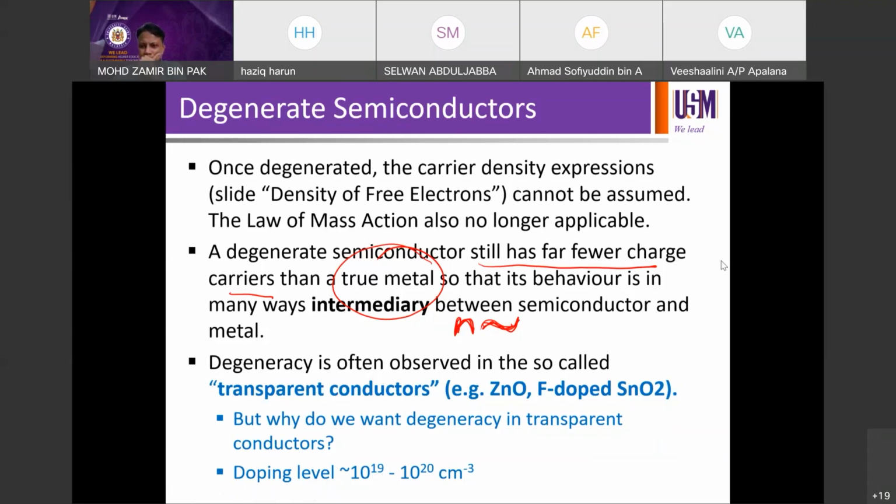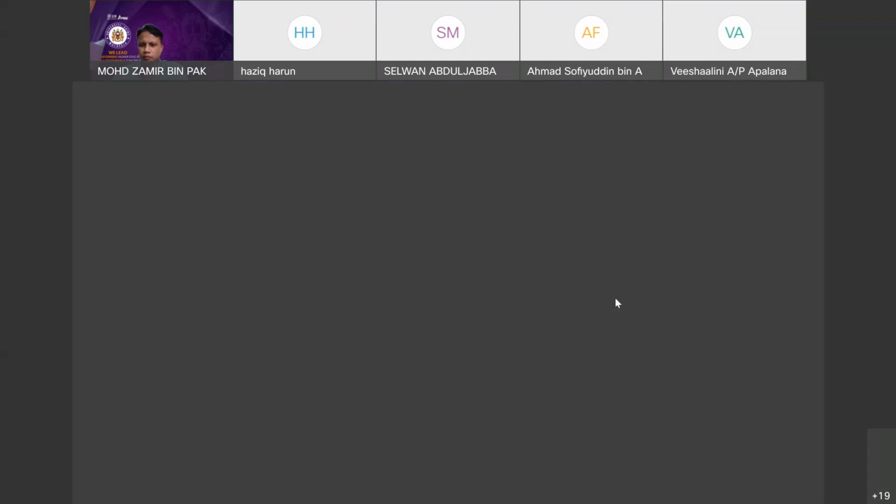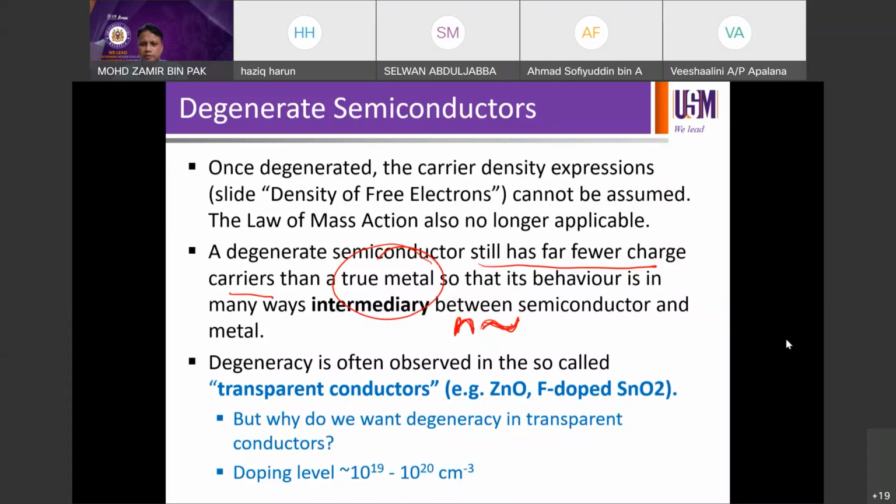Anyone? Fatin? Fatin Nazira? Oh, that's too high. No, that's too high, patient. Cuba tengok, you jumpa untuk which metal tu, patient? Any other values? Selwan? You found anything? Tak ada, yang lain tak jumpa ke?